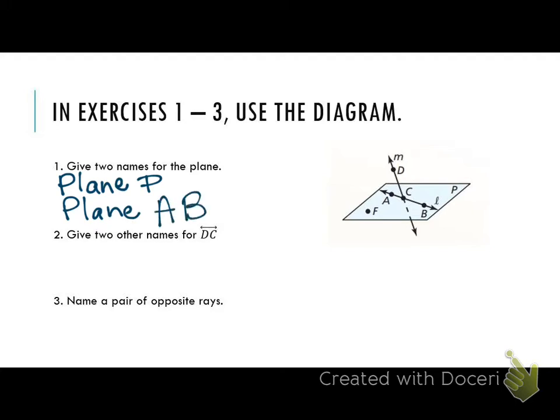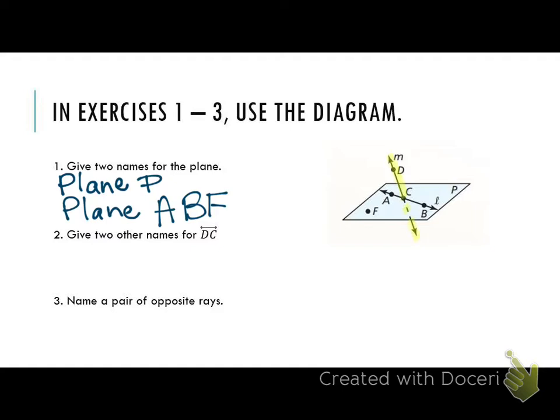A, B, and F. Agreed. A, B, F. Could I use point D to name the plane? No, why not? It's off the plane. It's off the plane, yeah. Perfect. Number 2, give two other names for line DC.